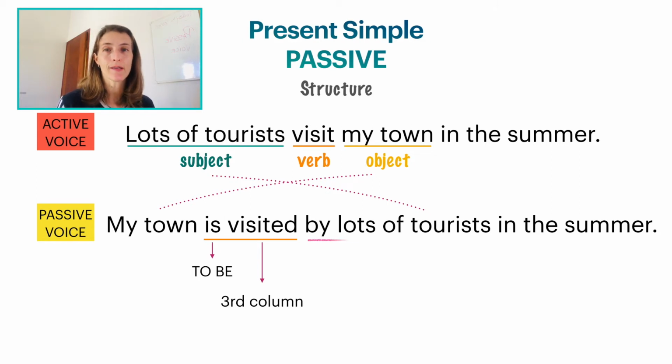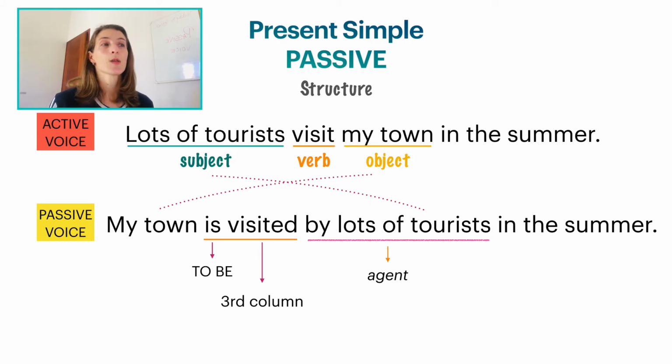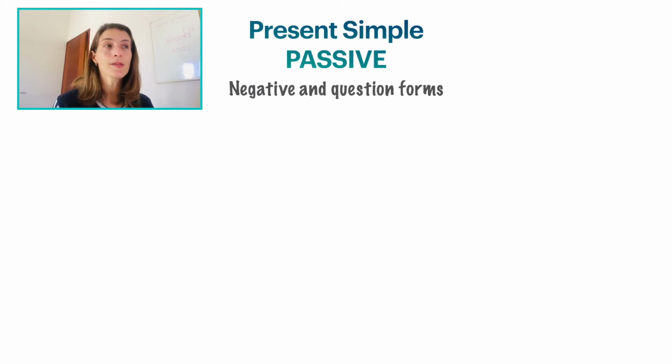By lots of tourists. And this becomes the agent. It is called the agent. Así es como se menciona, ¿sí? So, my town is visited by lots of tourists in the summer. ¿Ok? Bien. En algunos casos no es necesario mencionar el agente, ¿sí? Porque no es relevante, como dijimos antes, no es importante o no sé quién realizó la acción o lo quiero preservar secreto. ¿Ok? So, well, now let's see examples of sentences in the negative and question forms.